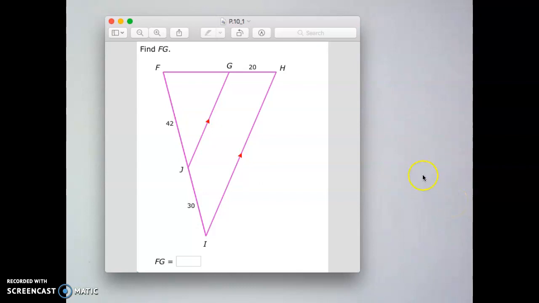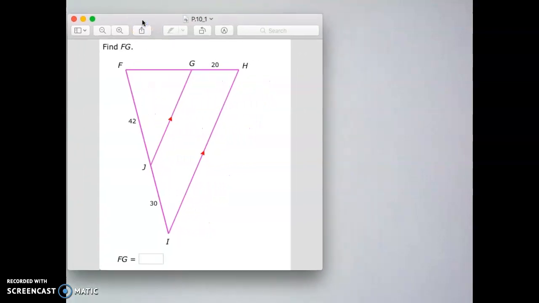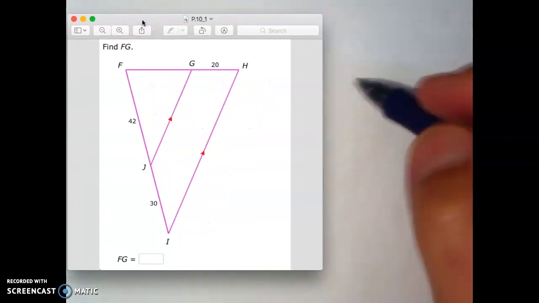In this example, we have a triangle, and in this triangle, we have a set of parallel lines. Now, what these parallel lines are doing is they're going to cut this triangle. We actually have two triangles, if we wanted to look at it that way. We could draw these out. We would know anytime we have parallel lines, we have congruent angles.